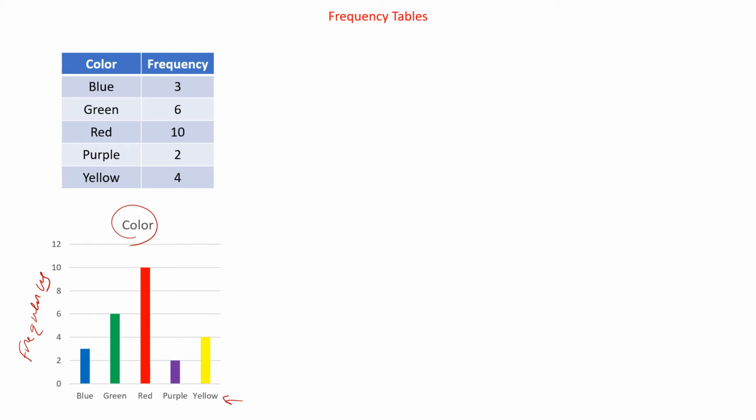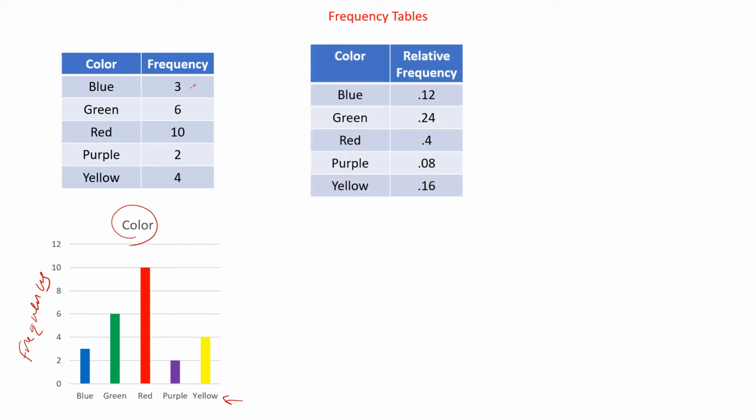And so that's frequency. We could change this into relative frequency if we wanted to. Relative frequency, we just take each of our frequency numbers and divide by the total. The total was 25. So we'd go 3 divided by 25, 6 divided by 25, 10 divided by 25, etc. to get the relative frequency. Now this would be a percentage. We'd have 12% preferred blue ketchup, 24% preferred green ketchup.